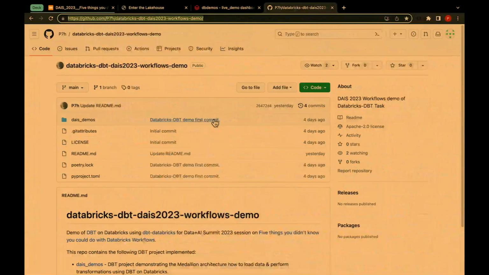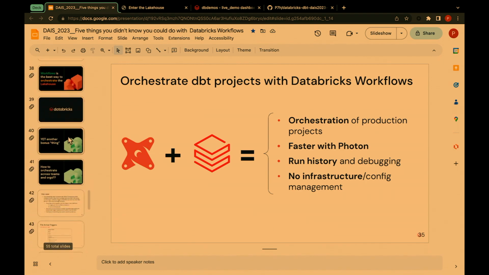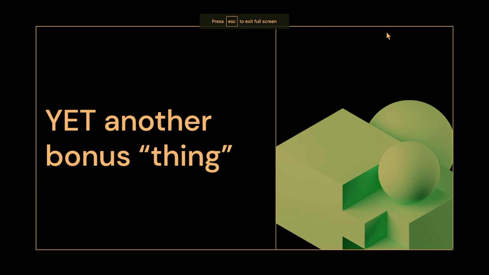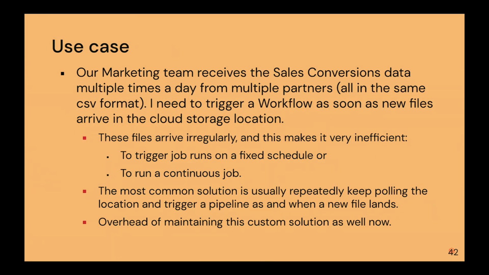I ran at a breakneck speed, and so I have one more demo to show. This is yet another bonus thing which I wanted to show. I'll just jump into the use case directly. My marketing team receives data about sales conversions every day, multiple times from multiple partners. All these are in the same CSV file, which is not possible usually, but still, I'm going with that statement. I need to trigger a complete workflow, again with a Medallion architecture, and finally refresh a dashboard.